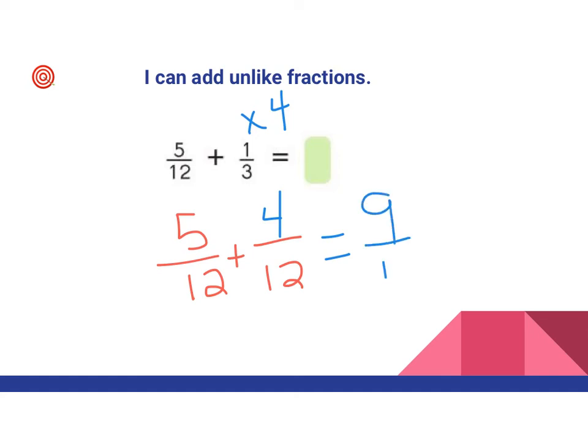That equals 9/12. Is that in simplest form? No, I'm looking at these numbers and I know they're both multiples of 3. So I'm going to reduce that by dividing both the numerator and denominator by 3. 9 divided by 3 is 3, and 12 divided by 3 is 4. So the answer to this problem is 3/4.